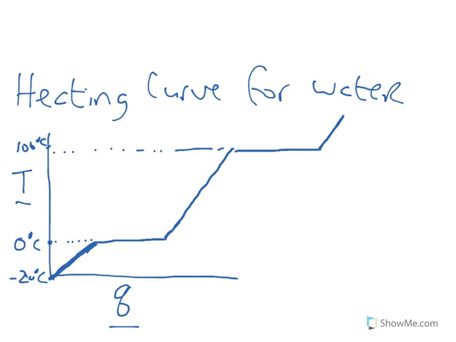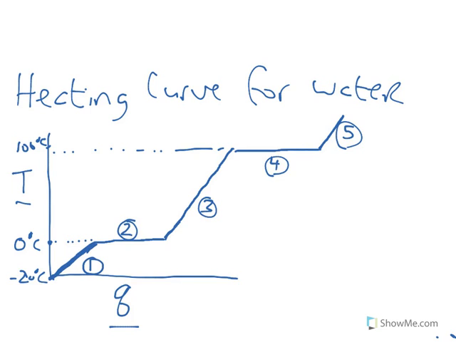So there's a few points along this curve that I'd like to investigate. There's this here, then this flat point here, this here, 4, and 5. So there are 5 points along this curve that we're going to be looking at. Let's go ahead and look at number 1. What are we doing on the curve at 1? At 1, we are what we call warming ice. So we are ice warming.